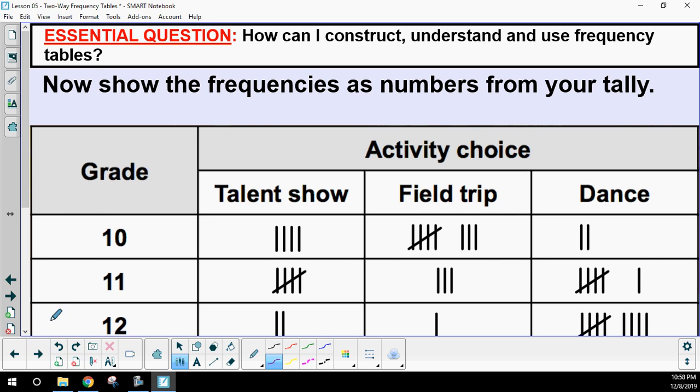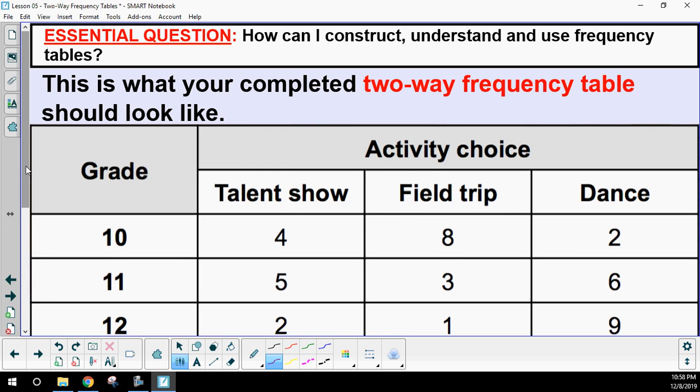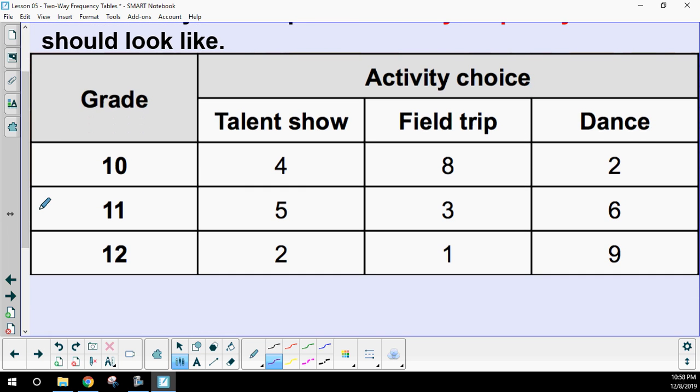Here we go. Here's a completed two-way frequency table. Talent show, we have 4 10th graders who picked talent show, 8 who picked field trip, and 2 that wanted to dance.